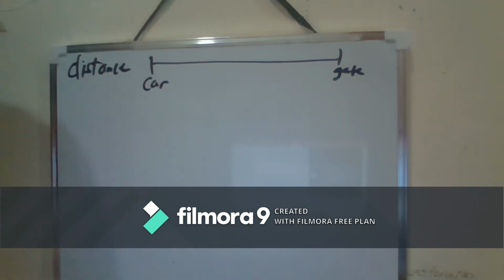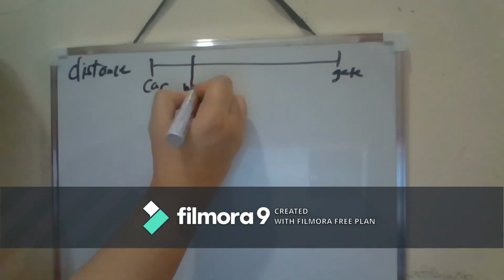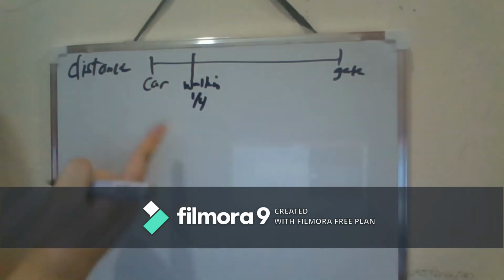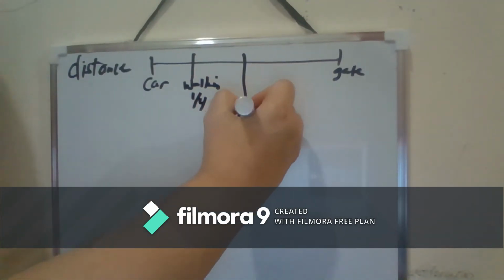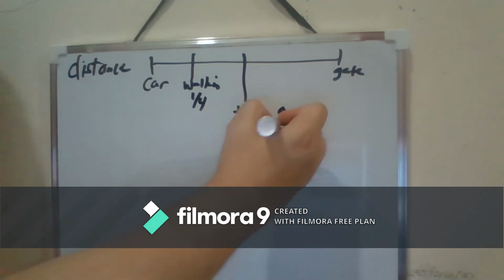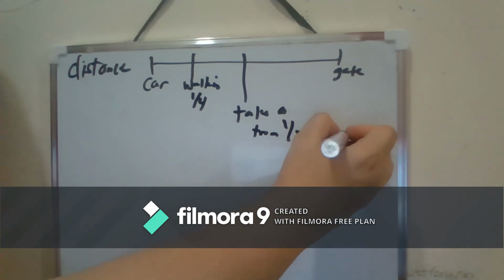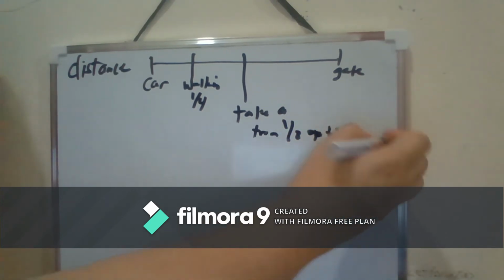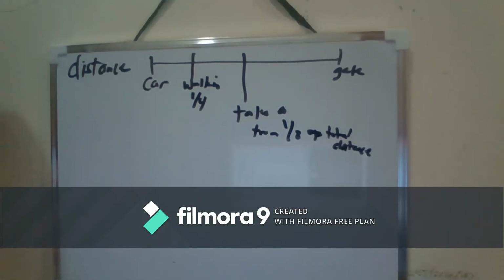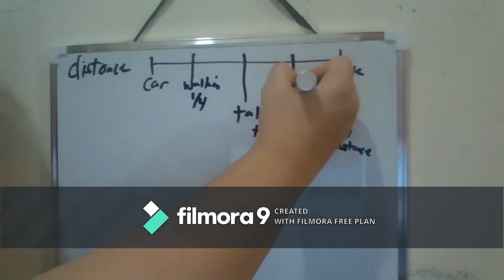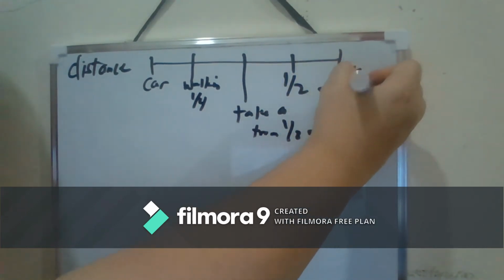So according to the problem, they need to walk 1/4. So walking first, 1/4. And then take a tram. Taking a tram, that is 1/3 of the total distance. And then next is the monorail, which is 1/2 of the total distance.